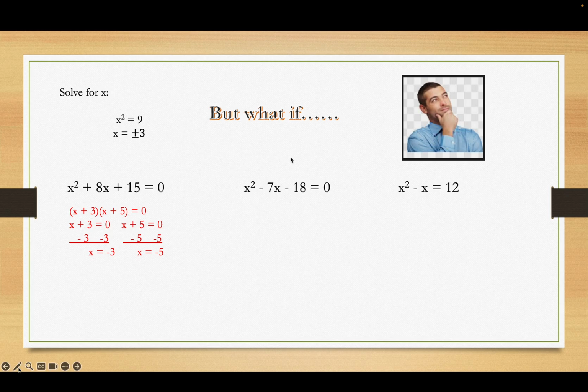Okay, for the next one, I need two numbers that multiply out to negative 18, add up to negative 7. Well, that would be negative 9 and positive 2. Maybe it's the guy on the left, maybe it's the guy on the right. So maybe the x minus 9 is 0, maybe the x plus 2 is 0. Well, adding 9 to both sides, subtracting 2 from both sides, I get x is 9 and x is negative 2. That's pretty straightforward, and I think you should be pretty good at those. It's just a quick little review.